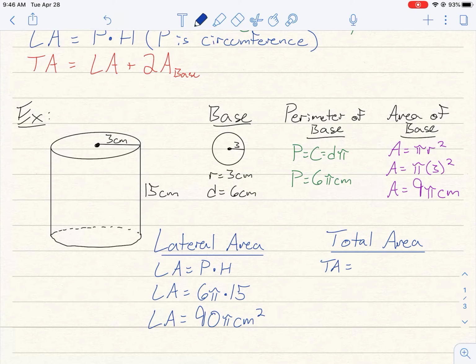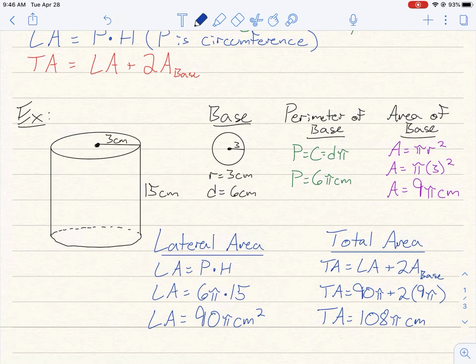Because total area is equal to lateral area plus 2 areas of the base. So TA is equal to 90 pi plus 2 times 9 pi, which is 18 pi. So my total area turns out to be 108 pi centimeters squared.